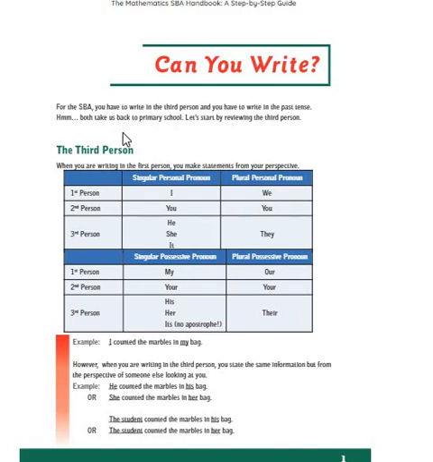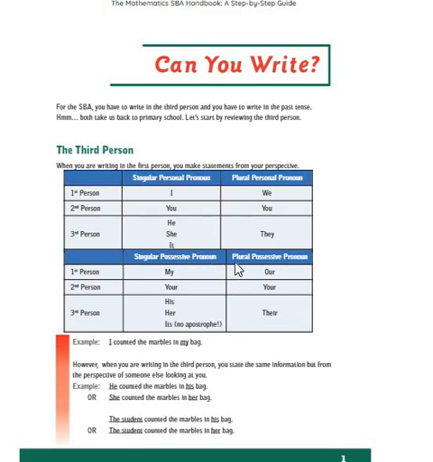Let's start by reviewing the third person. When you are writing in the third person, you make statements from your perspective. First person: I, singular personal pronoun. We, plural personal pronoun. Second person: you, both singular personal pronoun and plural personal pronoun will be you. Third person: we say he, she, or it when it's a singular personal pronoun, or we say they when it's a plural personal pronoun.